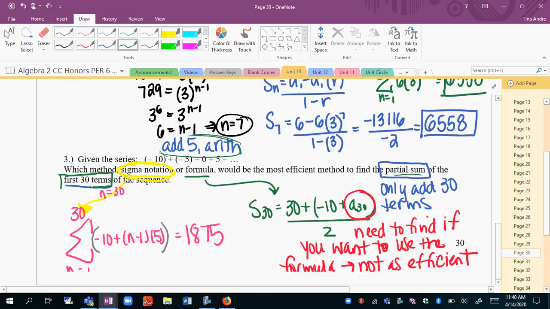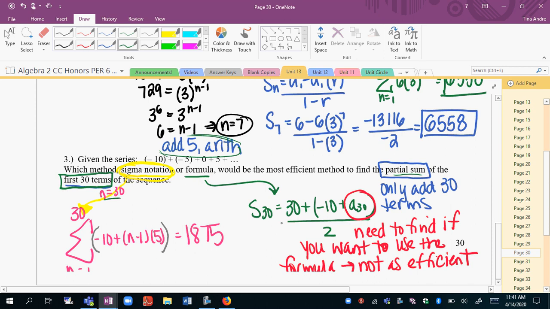So this is telling you what n has to equal. You don't have to figure out what n is. You can't figure out what n is because it goes on forever. So instead, you're figuring out the first 30 terms. You could decide which one you want to use. Do I want to use the sigma or do I want to use the formula? So you can kind of see here the difference.